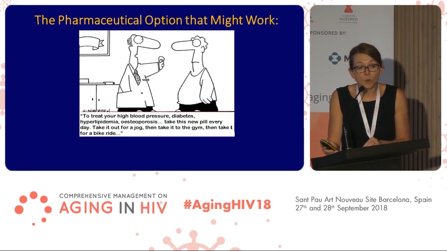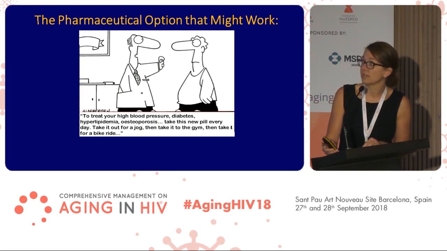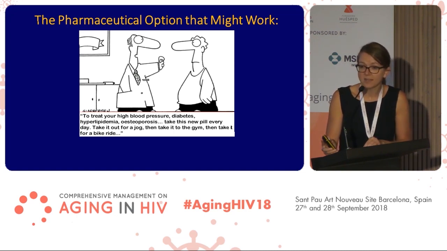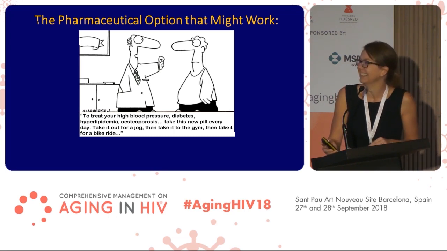And so there are some great pill options that we can use to try to treat frailty and these physical function impairments. For example, this physician tells his patient, to treat your high blood pressure, diabetes, hyperlipidemia, and osteoporosis, take this new pill every day. Take it out for a jog, and then take it to the gym, and then take it for a bike ride. Nobody's laughing. I thought it was funny.